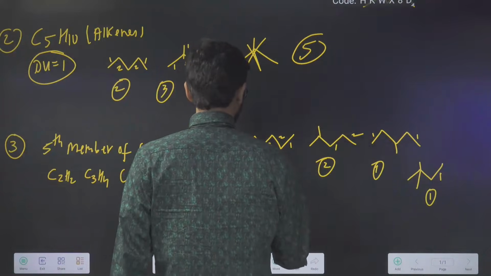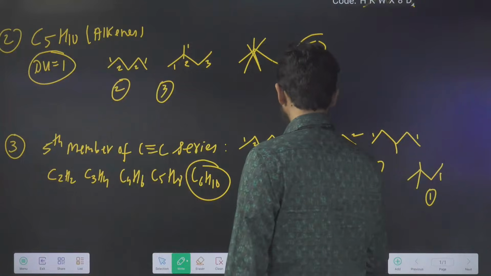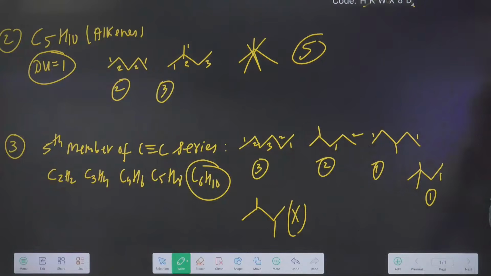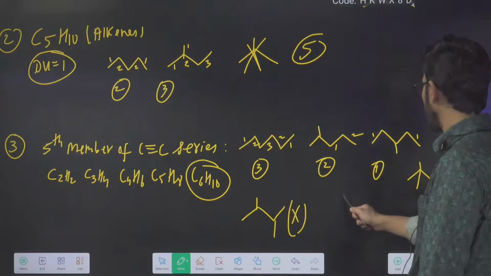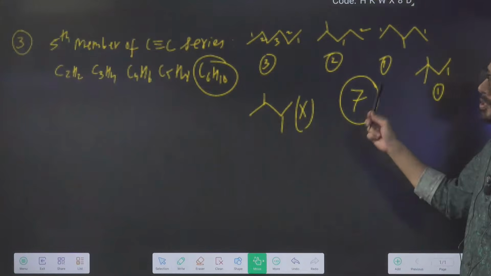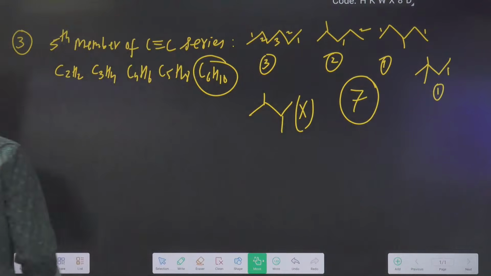Then can you write with an alternate way? No. Not possible here. Clear? So here how many are coming? 3, 2, 5, 2, 7. 7 are the structural isomers. These are NCERT hydrocarbon chapter questions. Bhai, solid examples. Clear?